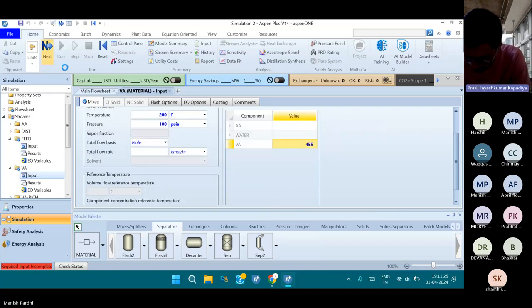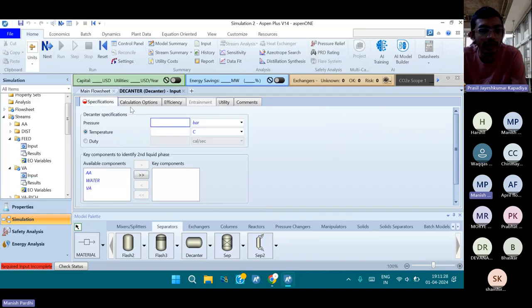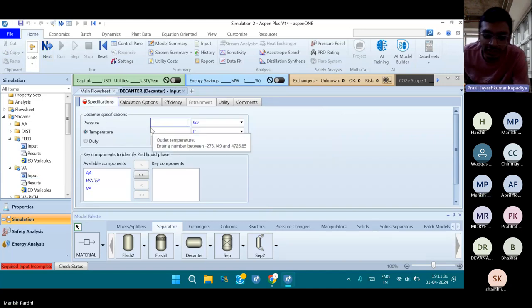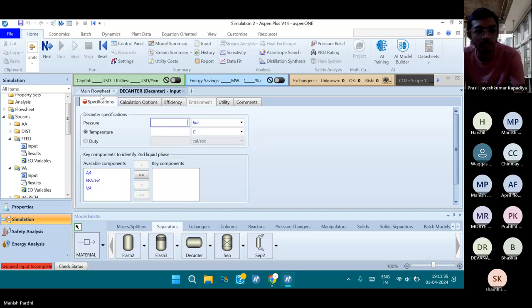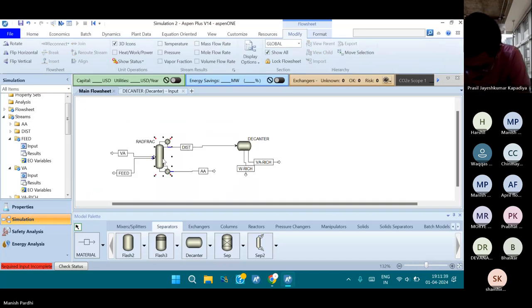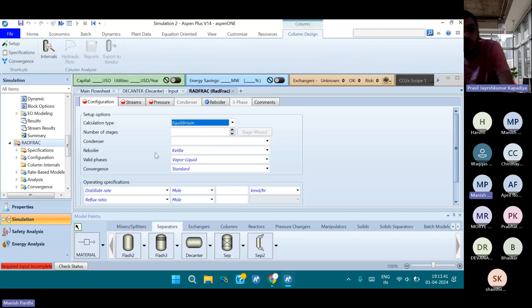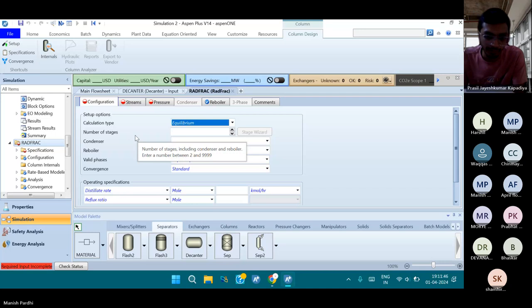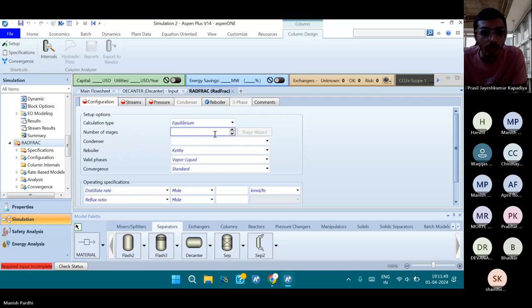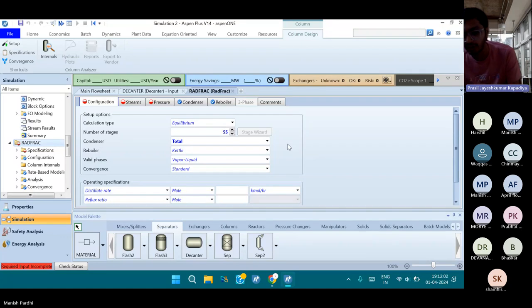Now please next. Decanter. Well, let's go to first reactor, then go to decanter. Okay. So number of stages are 53. Condenser is total condenser. Then reboiler will be kettle. Valid phase is vapor, liquid, liquid.